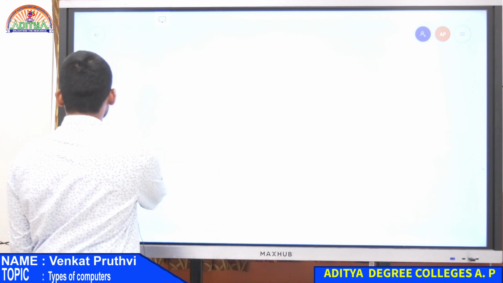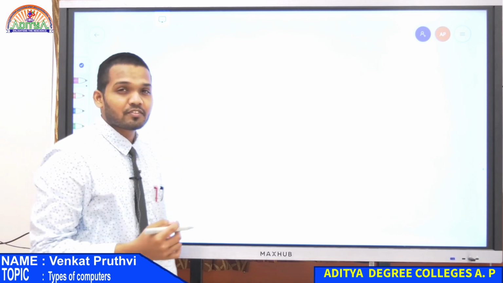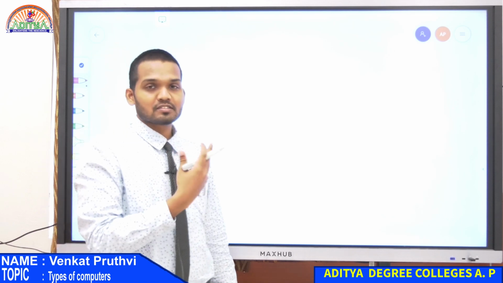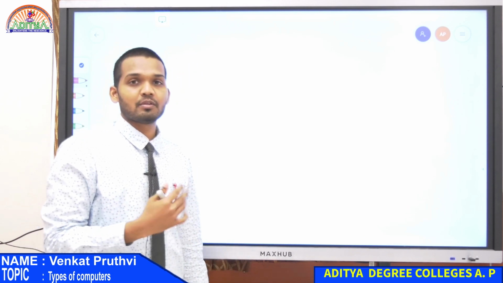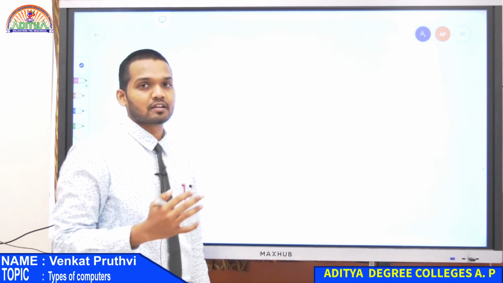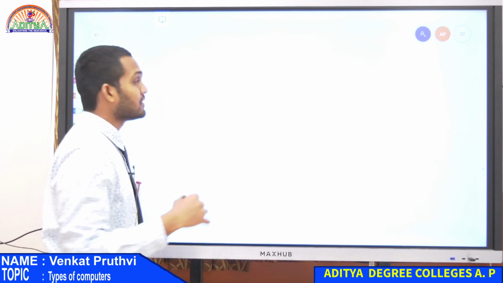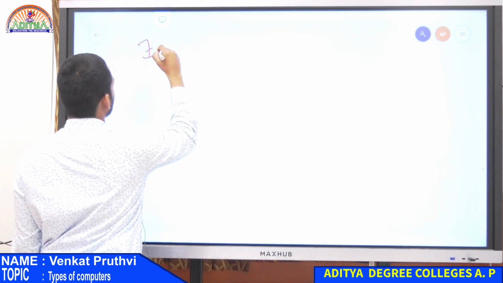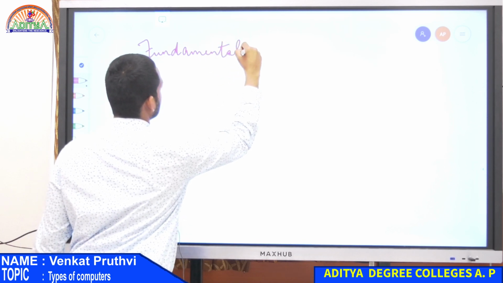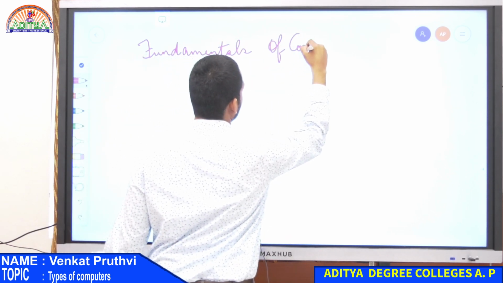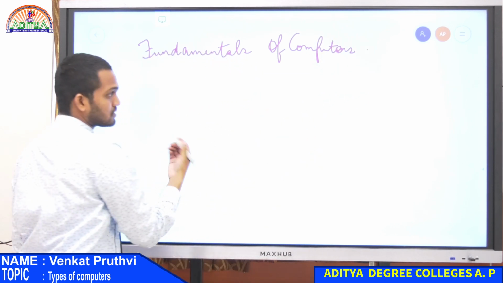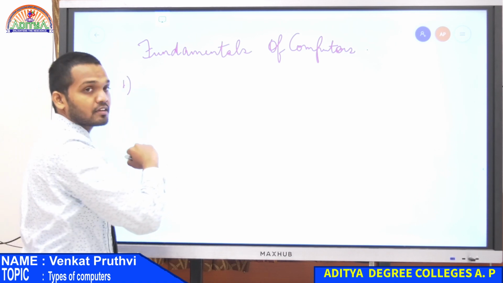Yesterday we were discussing the different generations of computers. We'll once again revise it in 5 minutes, and then we'll move on to the different types of computers we have, and see how they are classified and characterized. So before that, firstly, fundamentals of computers. Yesterday we were seeing different generations, right?